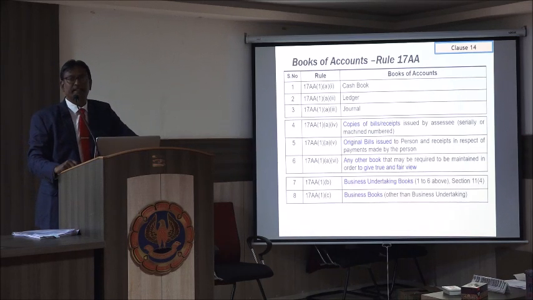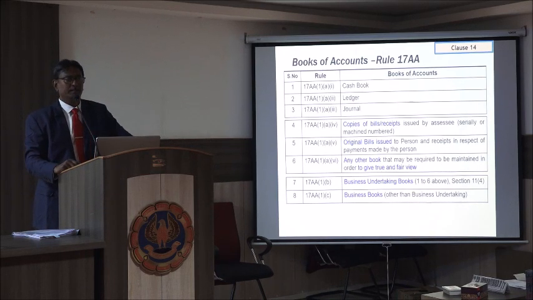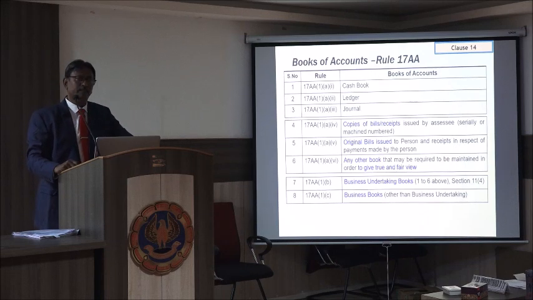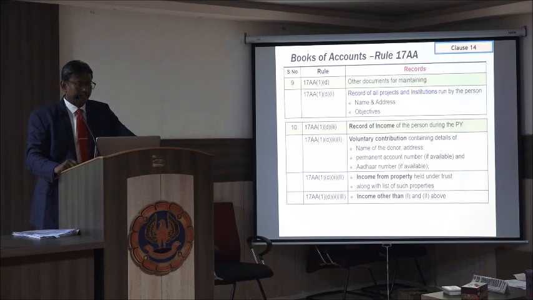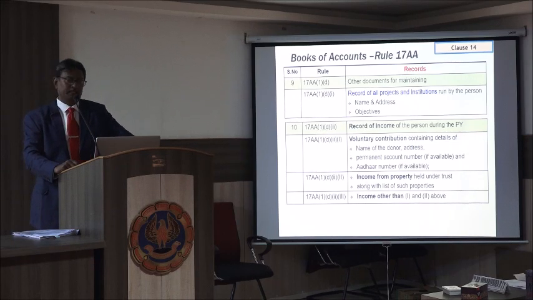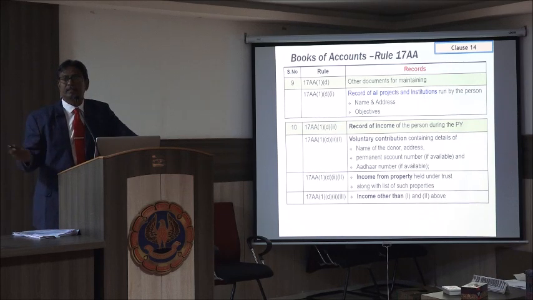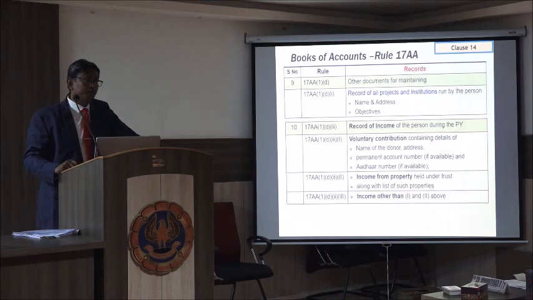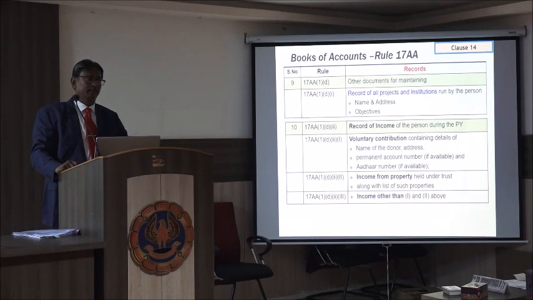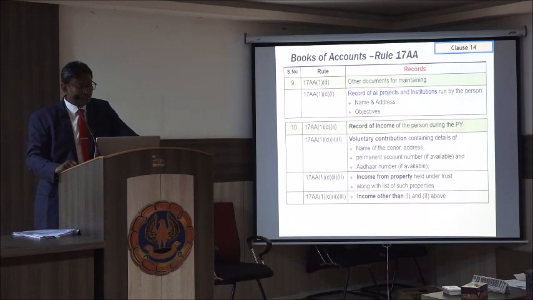And if you have a business undertaking under section 11(4), the books of accounts above mentioned. And if you have a business undertaking under section 11(4)(a), the same books you have to maintain. Other documents for maintaining records of all the projects and institutions. I have about 30 projects, 20 projects, 10 projects. Wherever I have a project, the project details, having the name and address, and what is the objective of that project. They are asking for this.